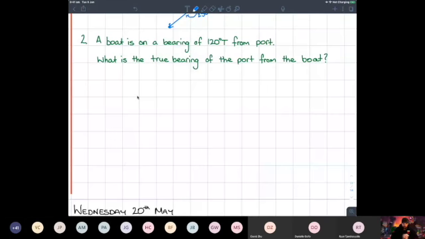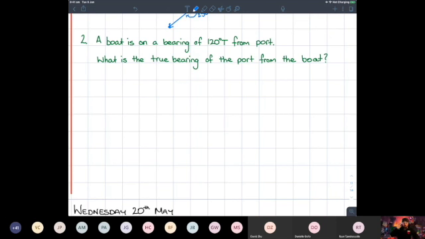So we've got a question here. A boat is on a bearing of 120 degrees from port. What we have there is something nice and beautiful. We have that word from, so we know our starting location. We know we're starting at port. We know it's on a bearing of 120 degrees true. Well, 120 degrees lies between east and south. So that's southeast-ish.